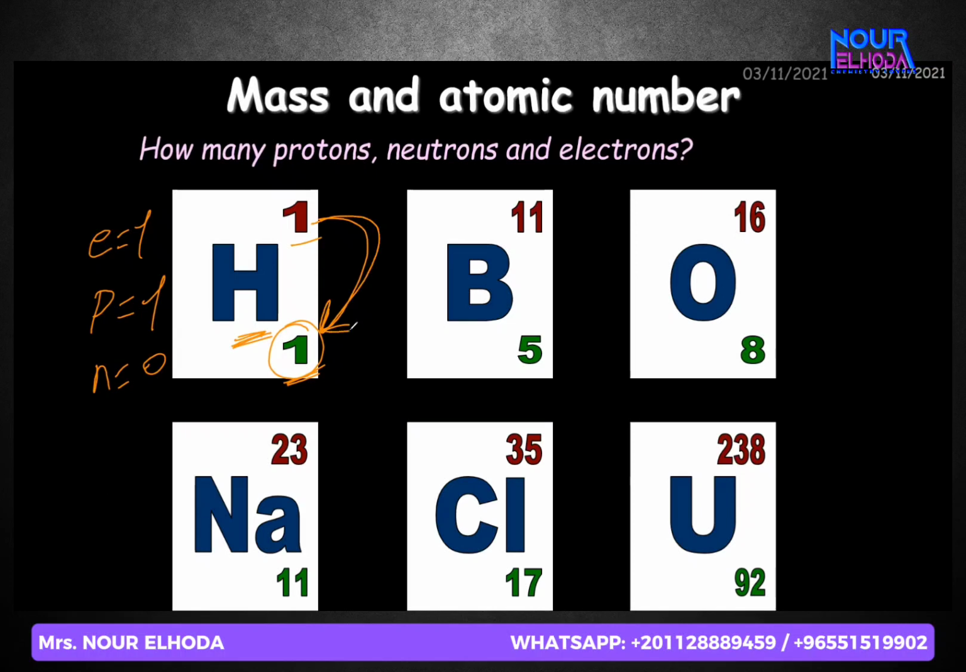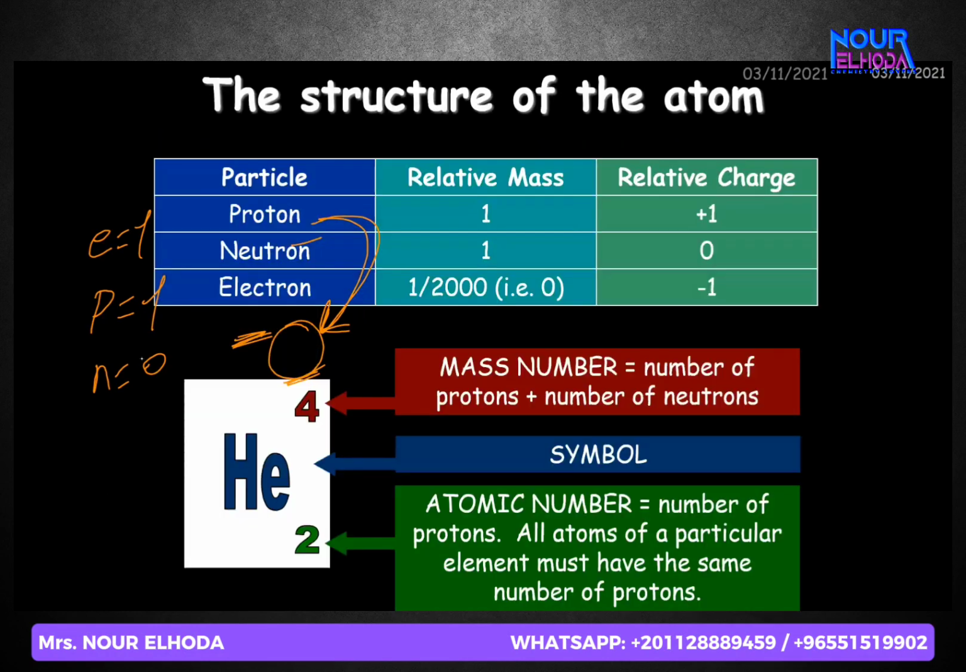Someone may ask me, Miss, why did we subtract the mass number minus the atomic number? What's the reason? Miss, may I? Sure. Well, because the mass number is the number of protons and neutrons together, and the atomic number itself is the number... I'm sorry, I'm confusing the.